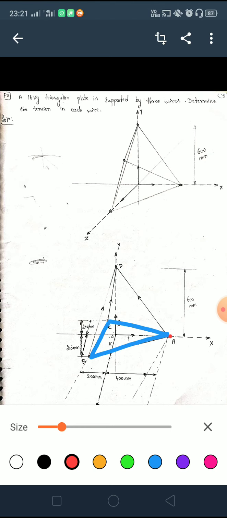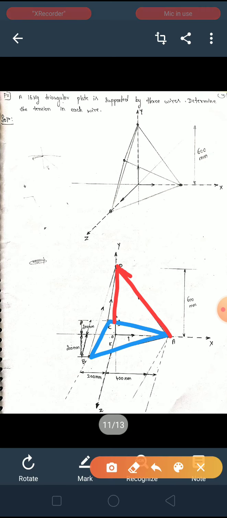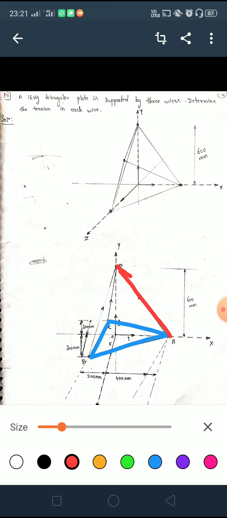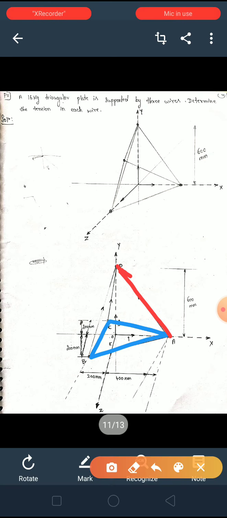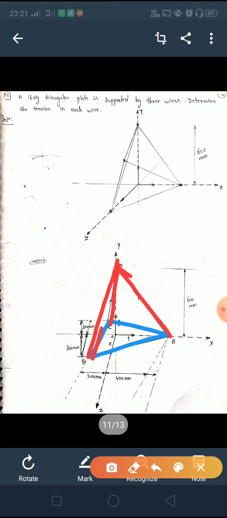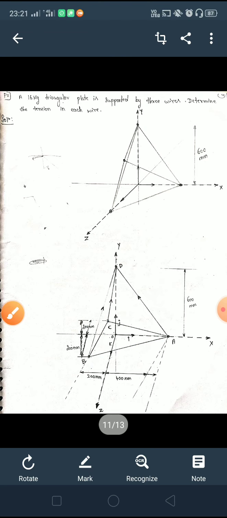You can see from A it is connected at point D. From B it is connected like this, and similarly from C it is connected like this. He is asking to find the tension in each wire. So you need to find the tension in this wire and even this wire. Clear? So let's see how you are going to solve this problem.